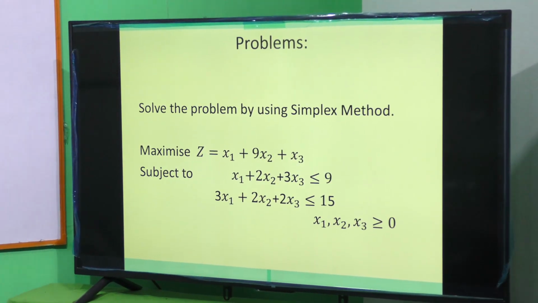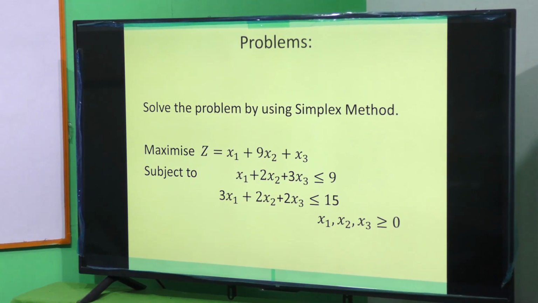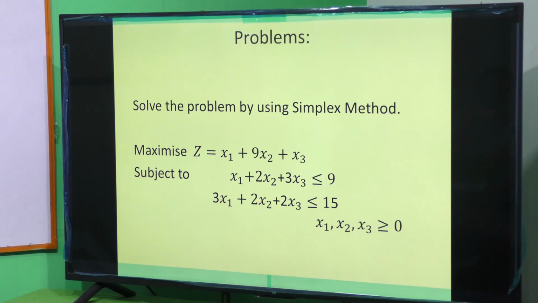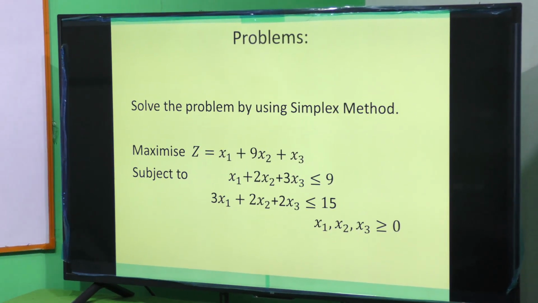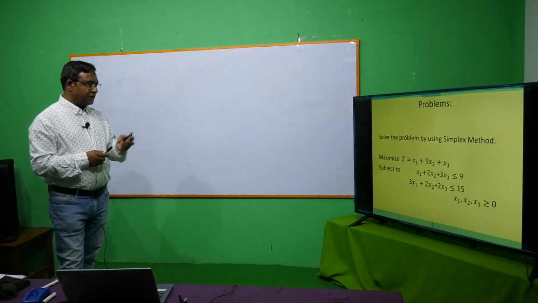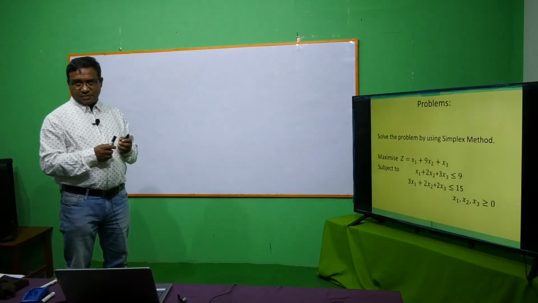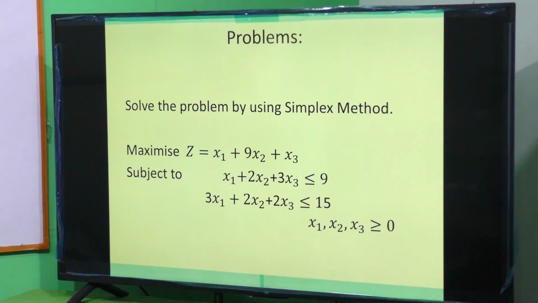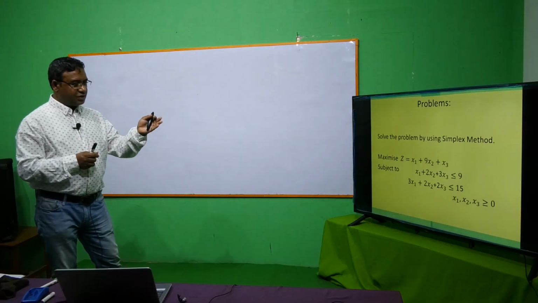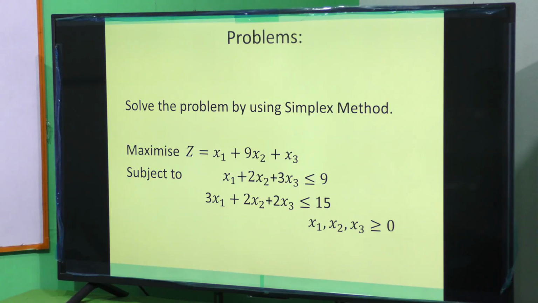So let us discuss today how to solve the problem. Here the objective function is maximize z = x1 + 9x2 + x3, subject to the constraints. So there are two constraints and the objective function is in the form of maximization. So this is in the standard form. Then the two constraints are less than or equal to. So now we have to convert them into equations by using slack variables. We have to put some variable on the left hand side.